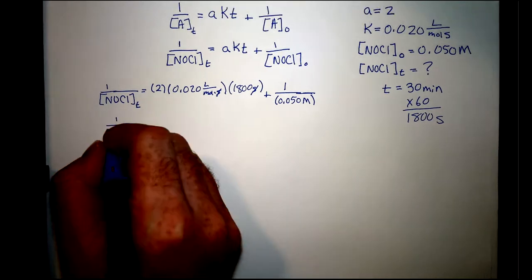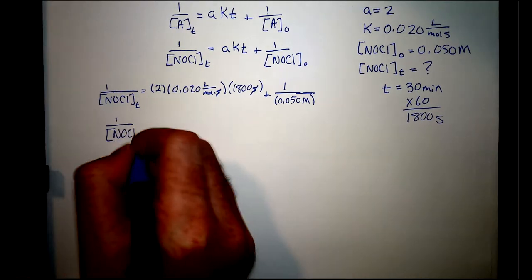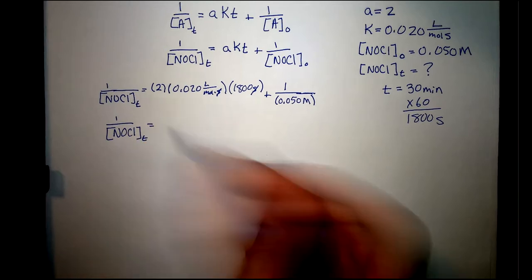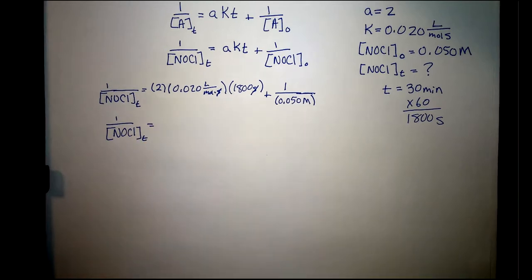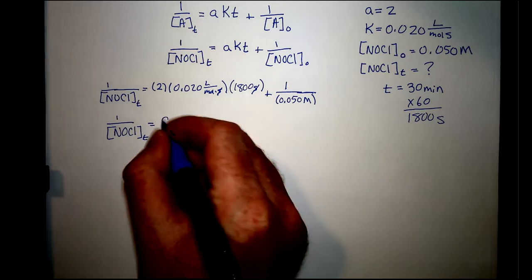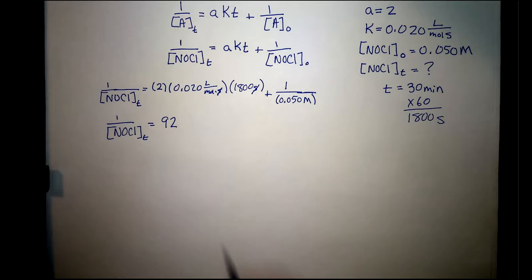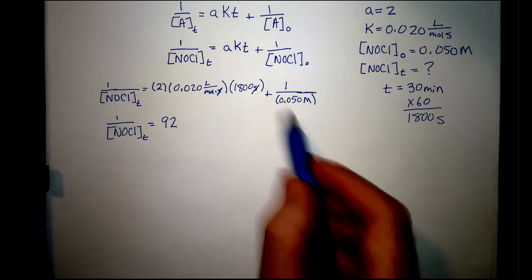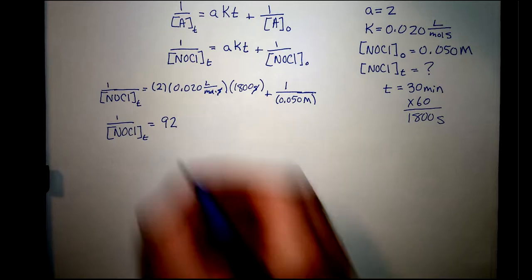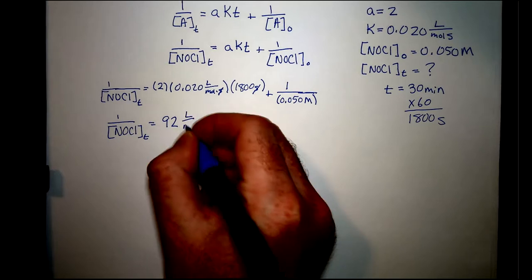So we're going to say 1 over NOCl at time t. And we're going to run all that through our calculator and get our answer. So running that through our calculator, 2 times 0.020 times 1800. The inverse of the molarity is equal to essentially 92, looking at 2 sig figs all around. So we'll leave it there, 92 liters per mole.